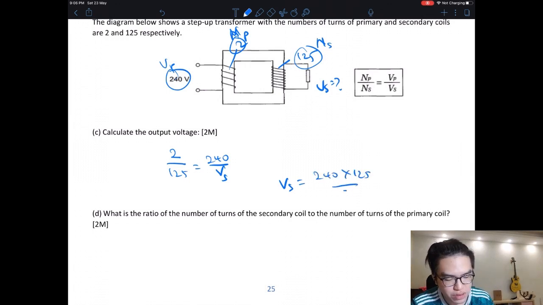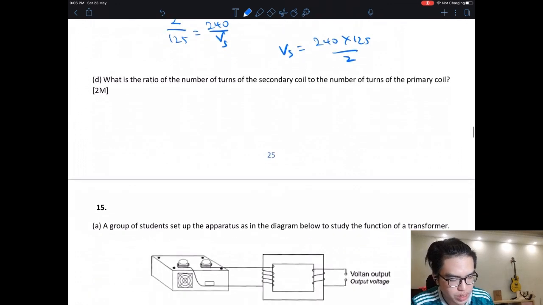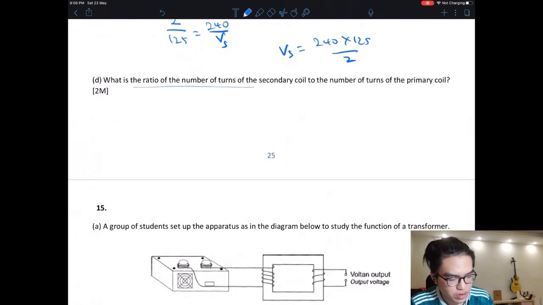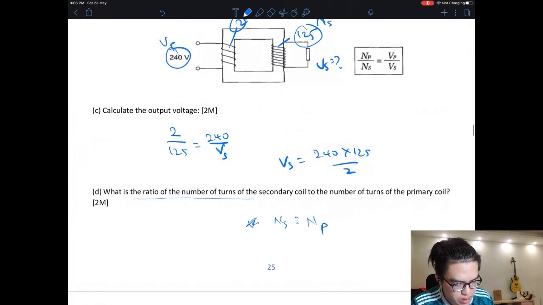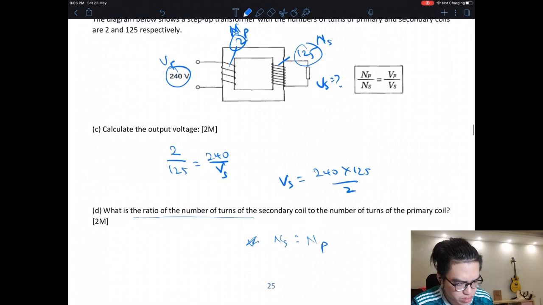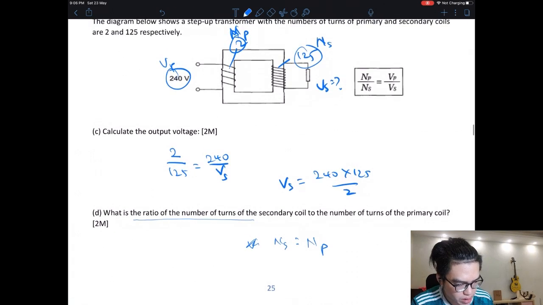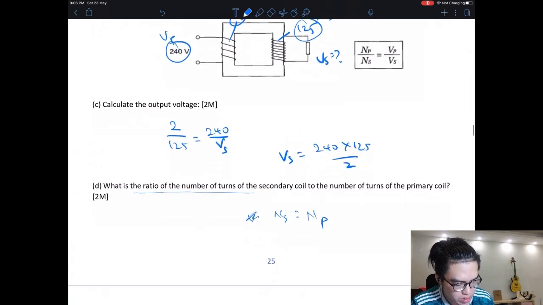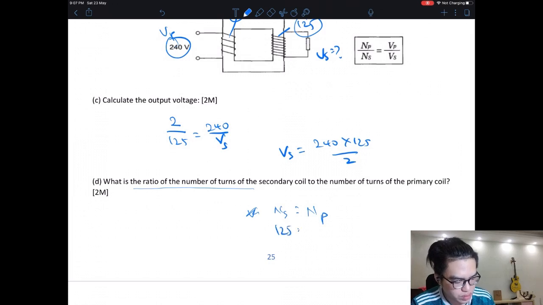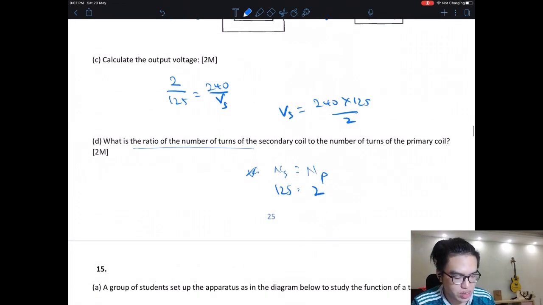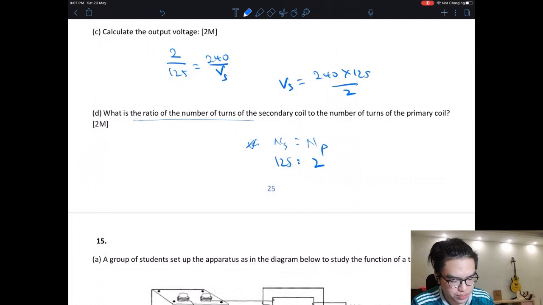Calculate yourself. Okay, what is the ratio? Ratio of secondary coil, NS to NP. Write it yourself. Oh, you don't even need to calculate this. NS is 125, NP is 2. You just leave it like that, because we need whole numbers for ratio.